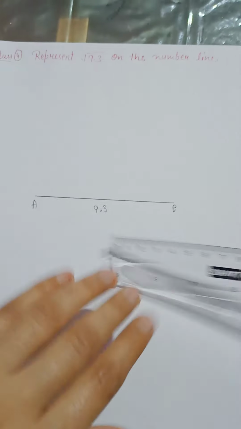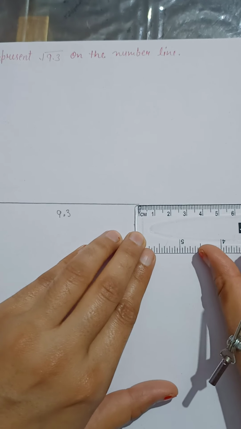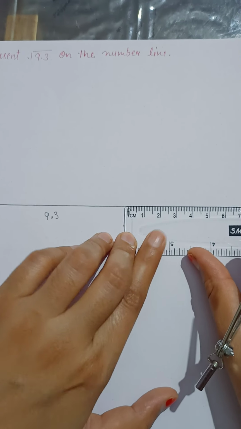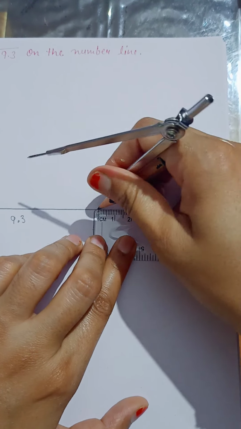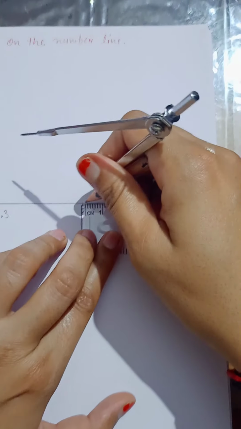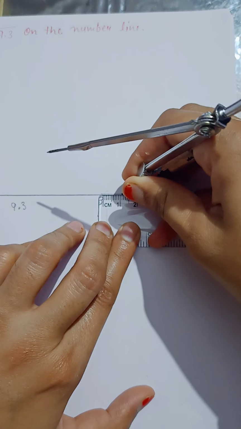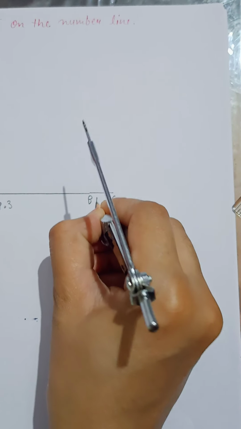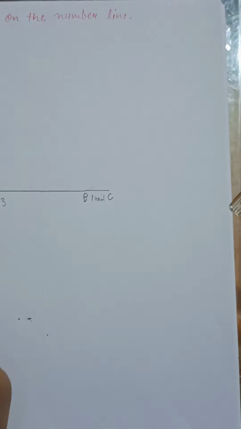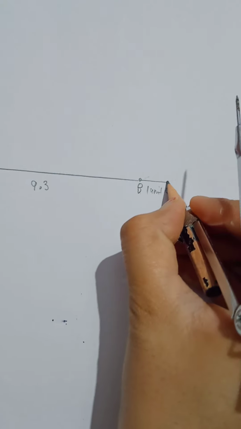Now we take 1 unit away from point B. Let it be point C. It will be 1 unit. Now we have the points A, B and C.